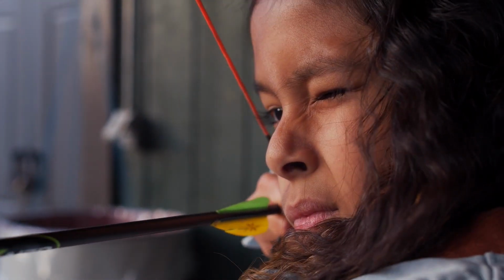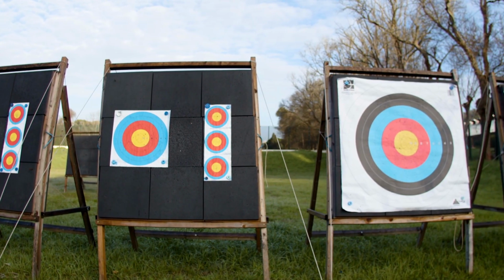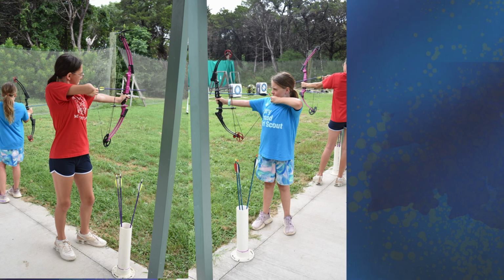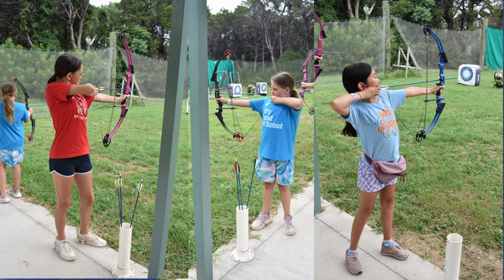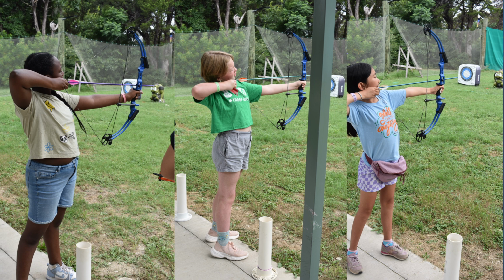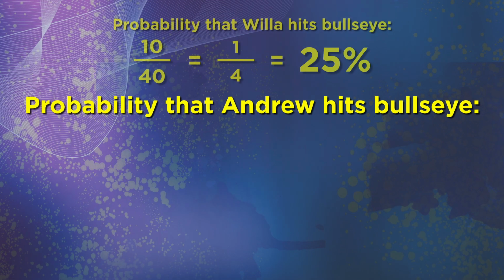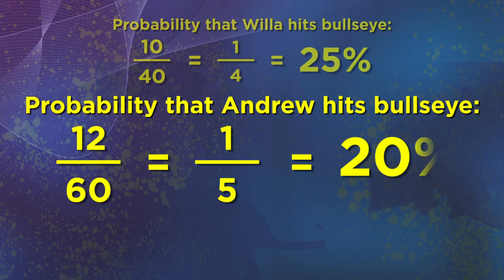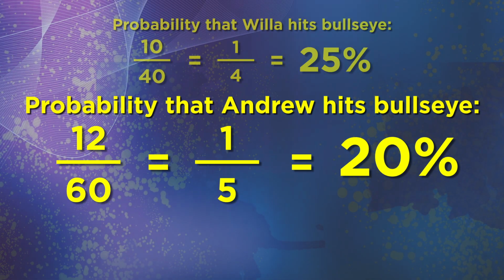We can also use it to compare archers. I mean, look at my target. I hit the bullseye 12 times, while you only hit the bullseye 10 times. I'm not so sure that means what you think it means, Andrew. What do you mean? Sure, you hit the bullseye 12 times, but you shot 60 arrows, while I only shot 40 arrows. 12 out of 60 can be expressed as 1 out of 5, or a probability of 20%. Which is lower than 25%.